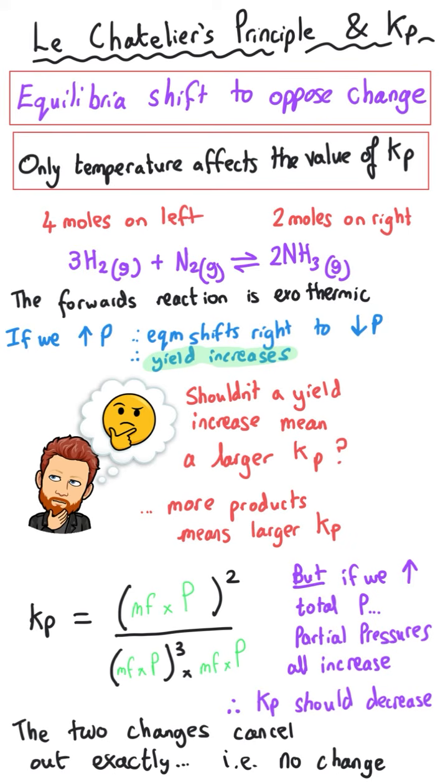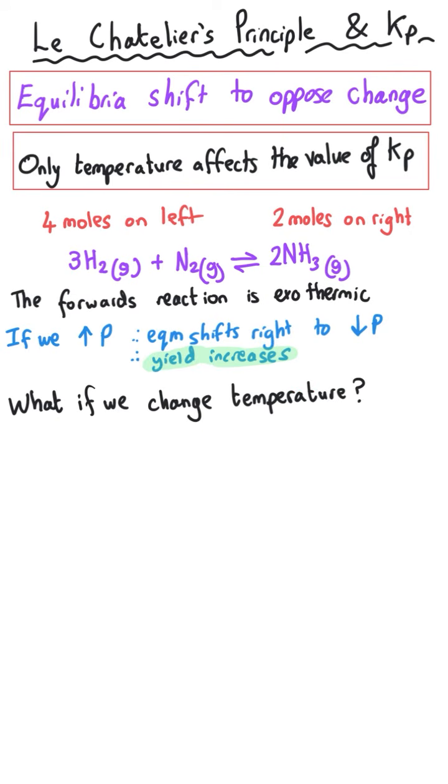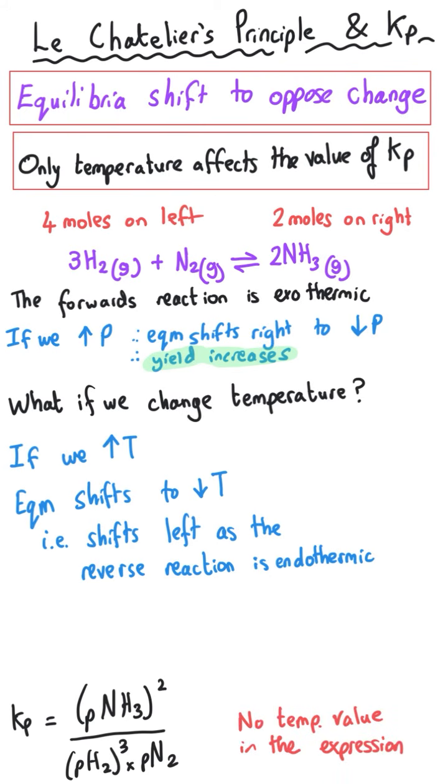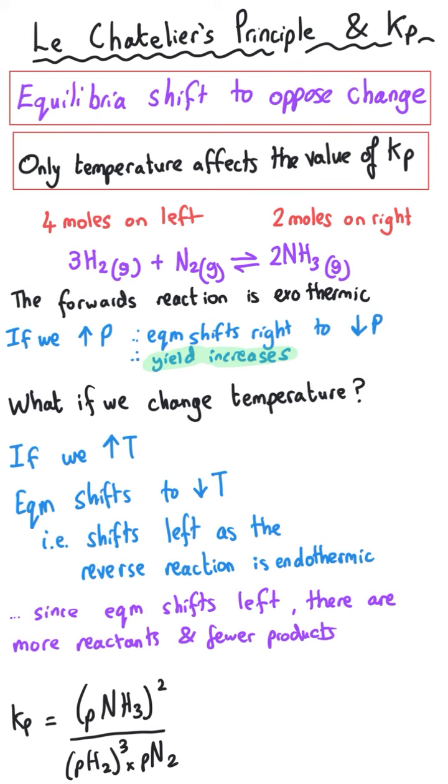If we explore the only situation where Kp does change, if we stick with the Haber process, this is an exothermic process. So if we raise the temperature, the equilibrium will shift to the left-hand side. That will not affect the Kp expression directly. It is only affecting the equilibrium position, and so because we've shifted it more towards the reactants, that means that Kp is going to go down because we're going to have fewer products and therefore a lower partial pressure of the ammonia, and we're going to have more reactants and higher pressures of the hydrogen and the nitrogen.